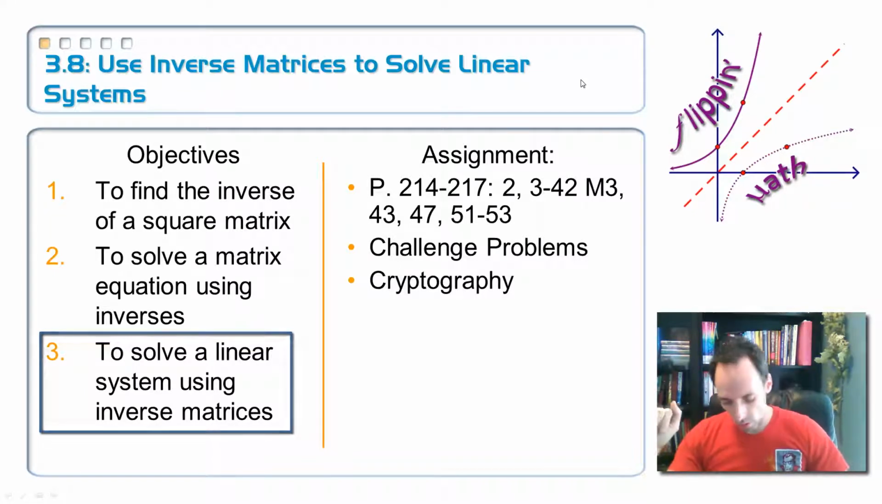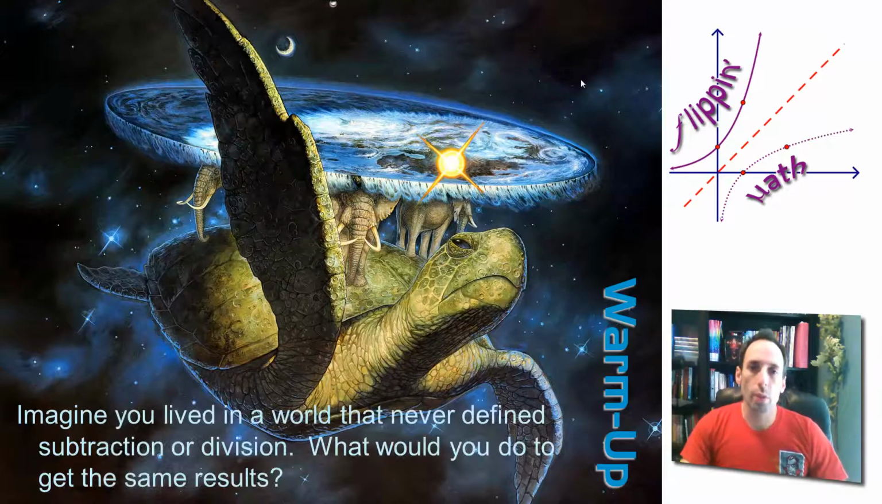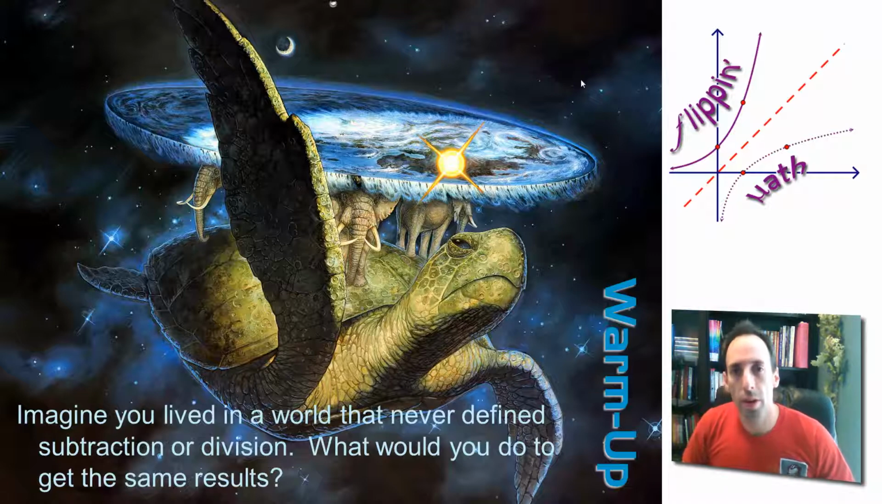Let's see. Okay, so I'm going to start off with a warm-up question. I know you might think this is a very bizarre picture, but imagine you lived in a strange world that never defines subtraction or division. So what would you do in order to get the same results? If I wanted to subtract two numbers, but there was no such thing as subtraction, how could I get around that? Same thing with, how could I get around the fact that there was no division?